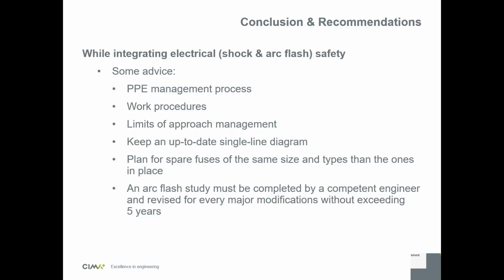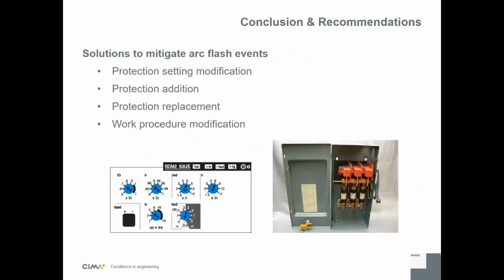You need to clearly manage your limits of approach, so every worker is up to date and has the proper limits of approach. You need to update your single line diagrams. You need to plan for spare fuses of the same size and types as the other ones in place. And you need to review and revise your arc flash study by a PNG, either for every major modification or every 5 years.